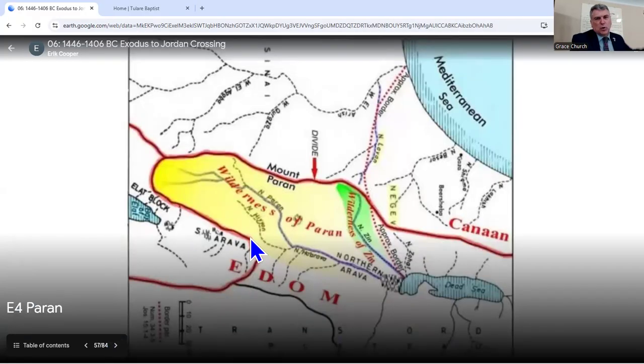So here we're looking at it sideways now. So north, that's south, and the top is west, and the bottom is east. So looking at it sideways here, they're in this kind of green area. Notice the wilderness of Paran, Edom over here, Canaan here. So we'll get to Deuteronomy chapter 1 in a sec here, but here's what Dr. Fritz has to say about the use of the word Moseroth in Numbers 33.